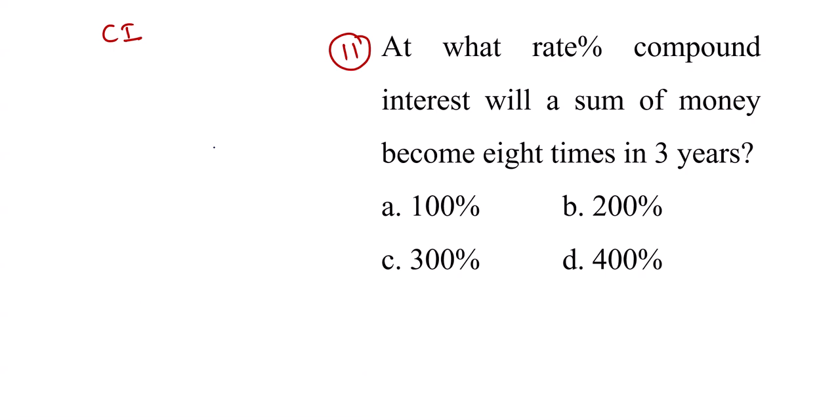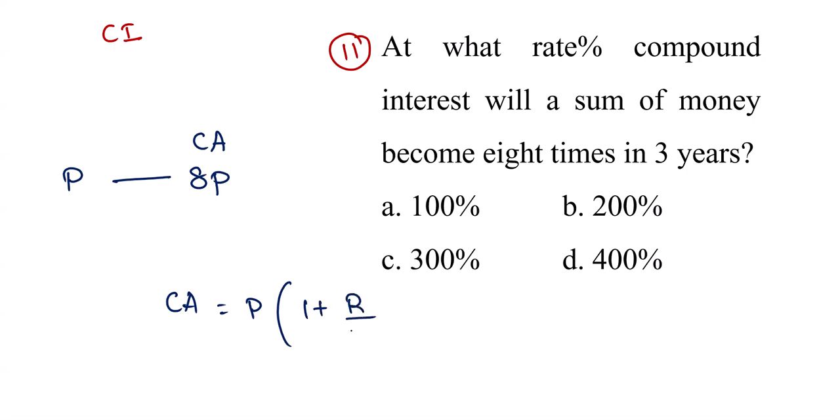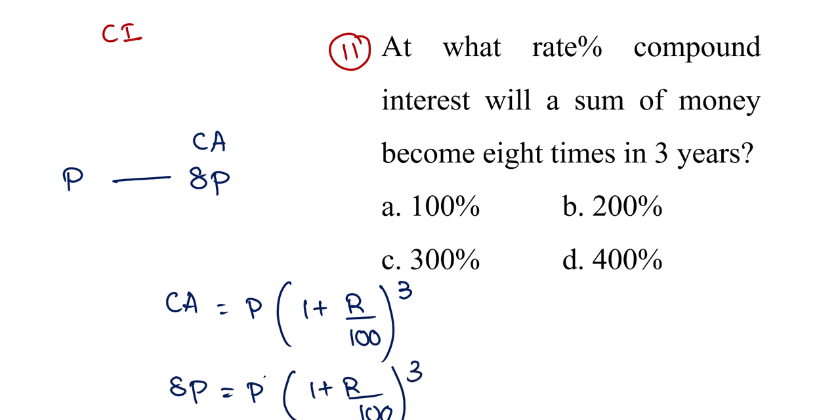So let's see. Here the amount should become 8 times in 3 years. So you have a certain principle, right? The compound amount is 8 times the principal in 3 years. Compound amount is generally principal into 1 plus r upon 100 to the power n. Here the number of years is 3, so power 3. Here 8p equals p into 1 plus r upon 100 whole power 3. This is using the formula. So 8 equals this.